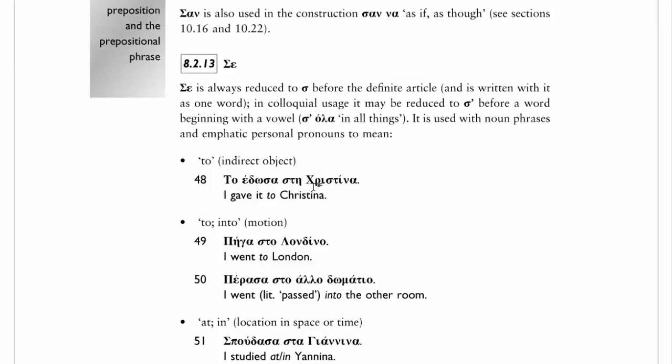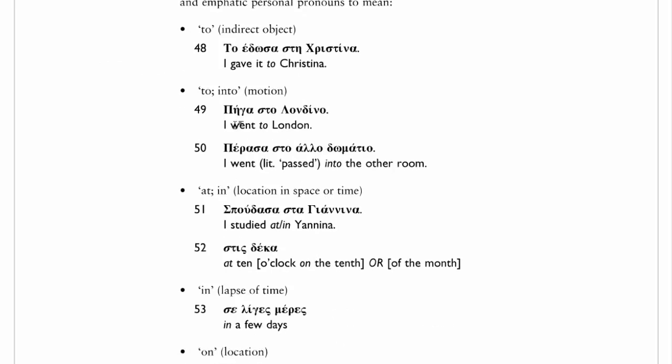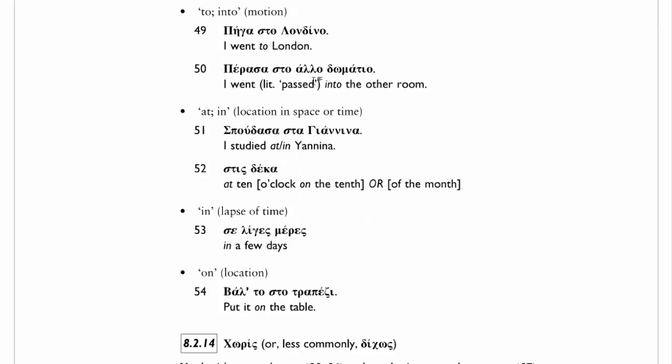Το έδωσα στη Χριστίνα. I gave it to Christina. To and into as motion. Πήγα στο Λονδίνο. I went to London. Πέρασα στο άλλο δωμάτιο. I went, literally passed, into the other room.